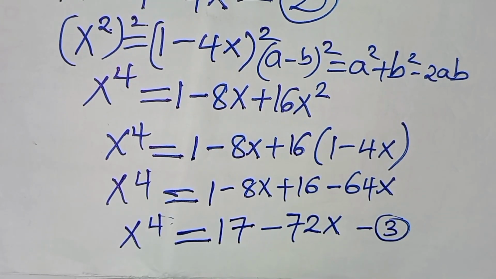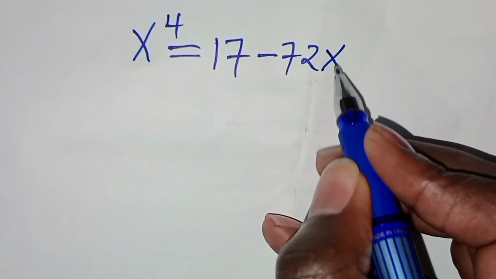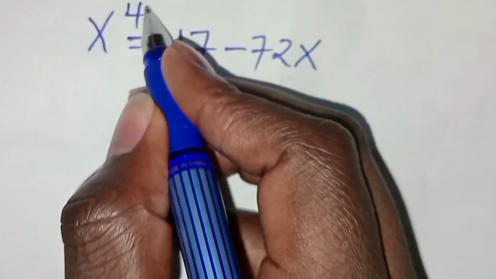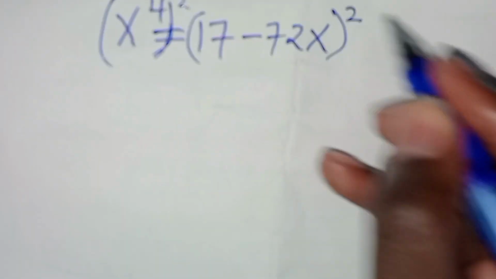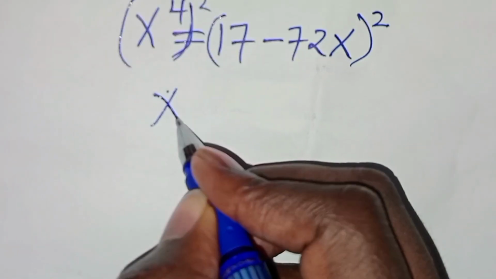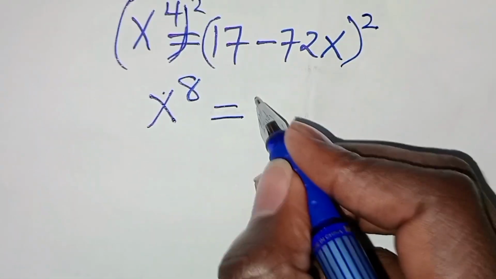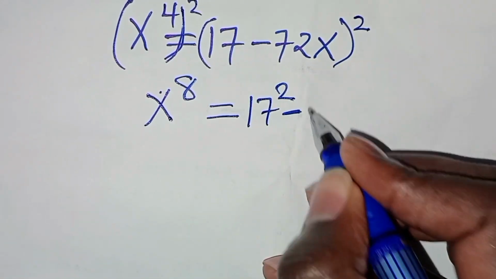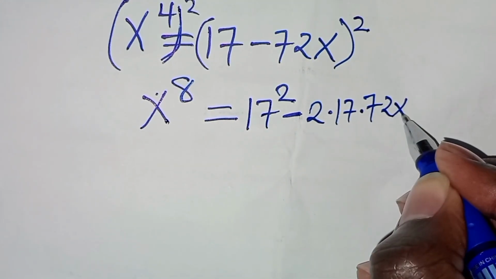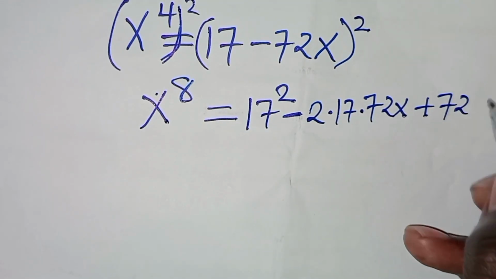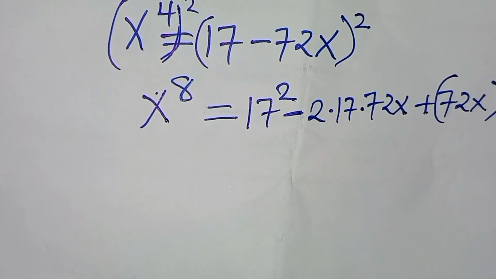Let's proceed. Now we have x to power 4 equal to 17 minus 72x. So from here, let us expand again. Let's square both sides again. So here we'll have x to power 8, 4 times 2, this is 8. This is equal to 17 squared, subtract 2 times 17 times 72x, plus 72x squared. Okay, so let's proceed here.